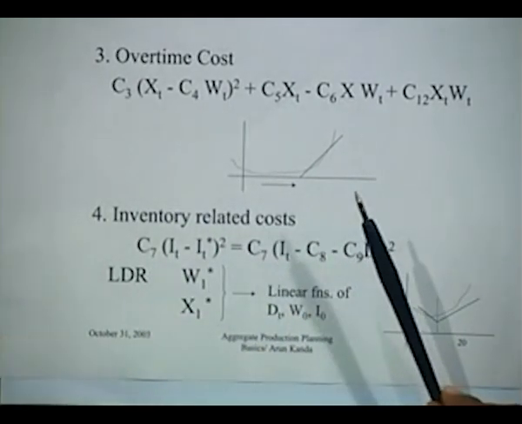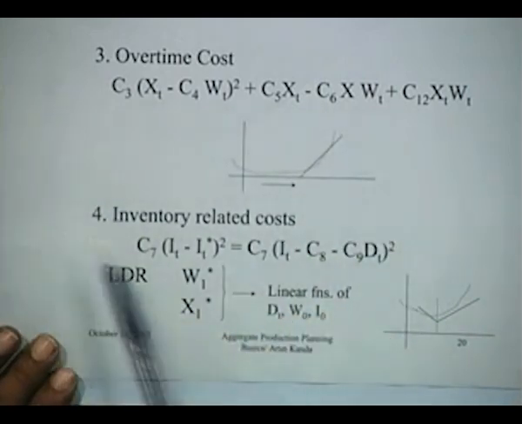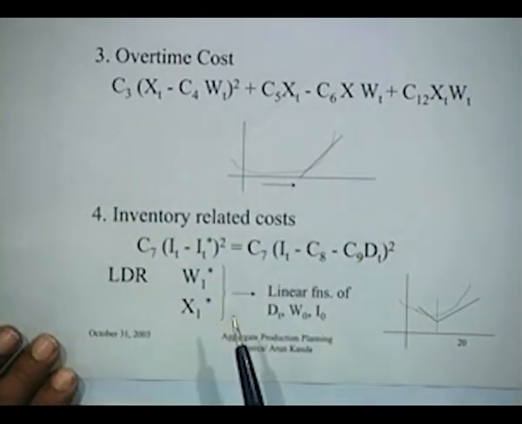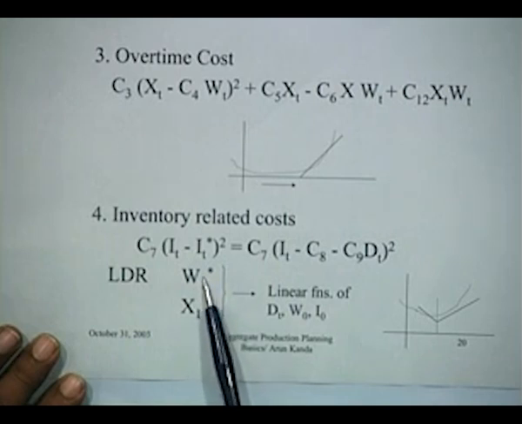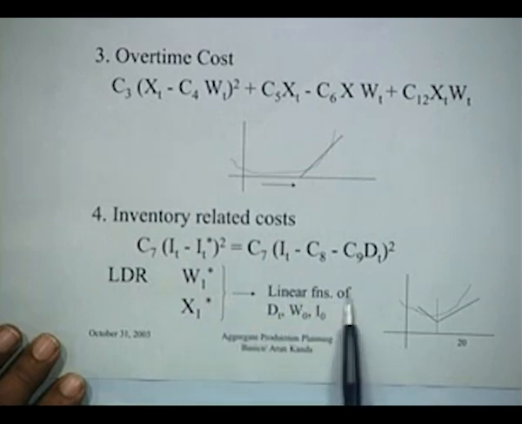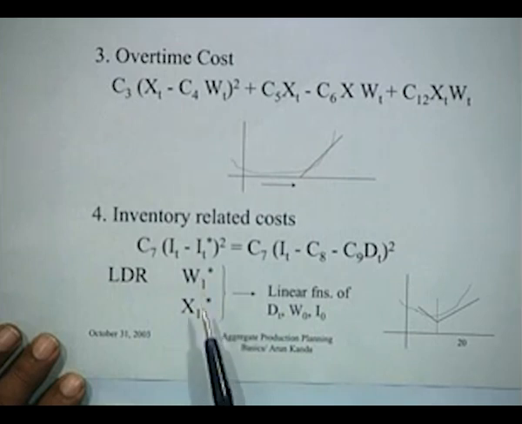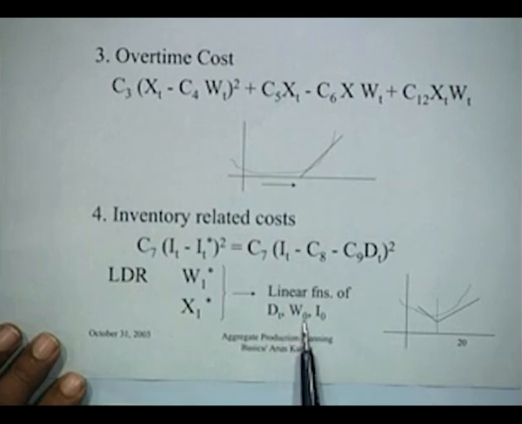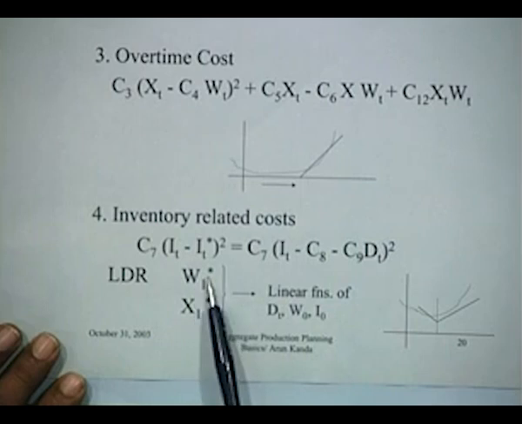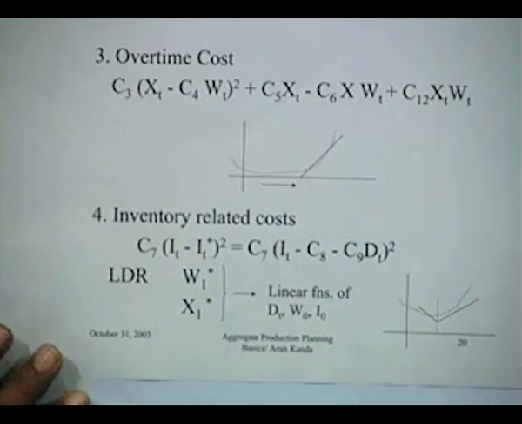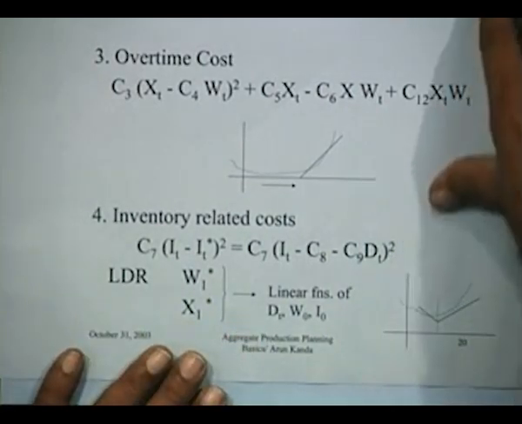And then this was just to give you an idea that once you sum up all these costs and take partial derivatives with respect to W1 star and X1 star, which are your variables, you will get linear functions of dt, W0, I0. So what really happens is that W1 star, X1 star are now coming out to be linear functions of dt, W0, I0 in the previous period. Similarly, W2, X2 will be linear functions of W1, X1, and so on. So those are the linear decision rules that this particular model is actually trying to use.